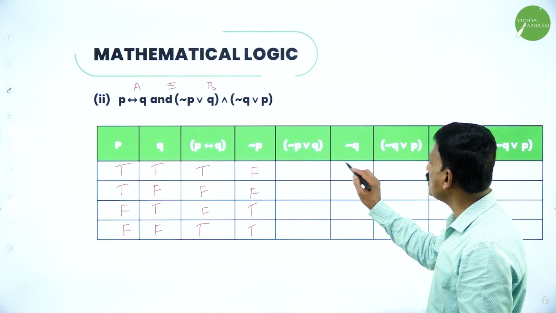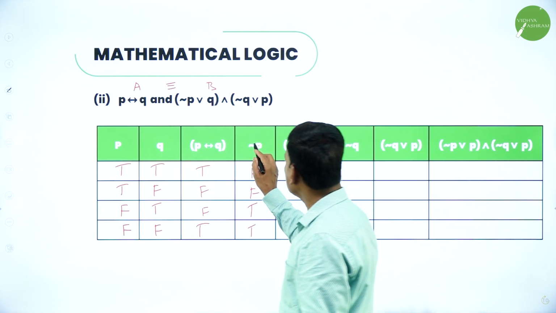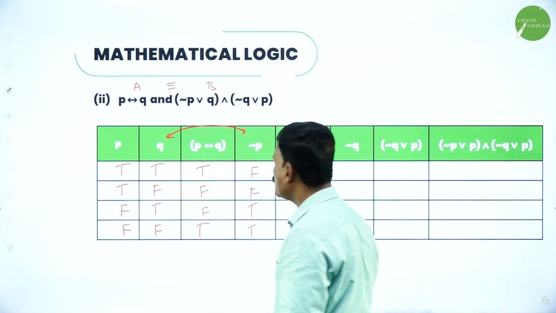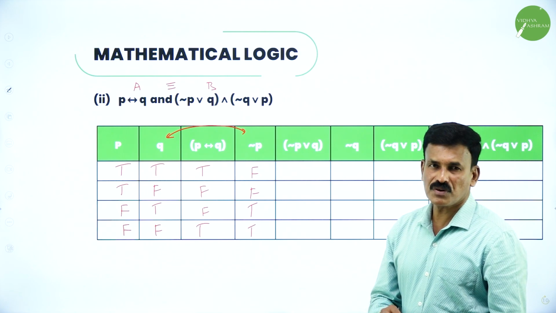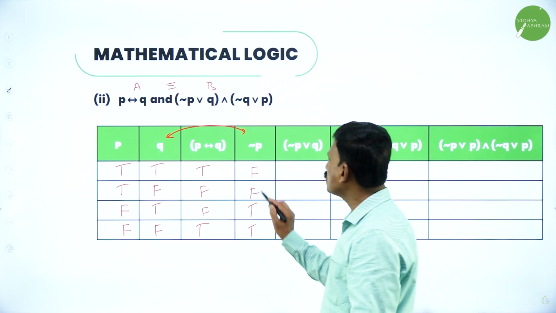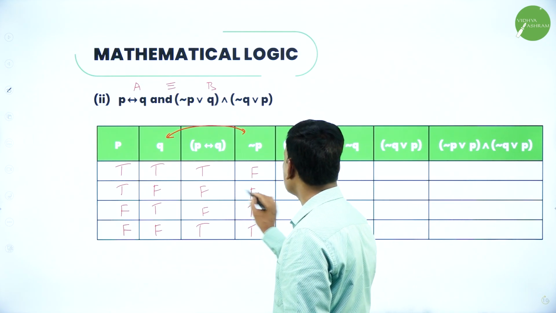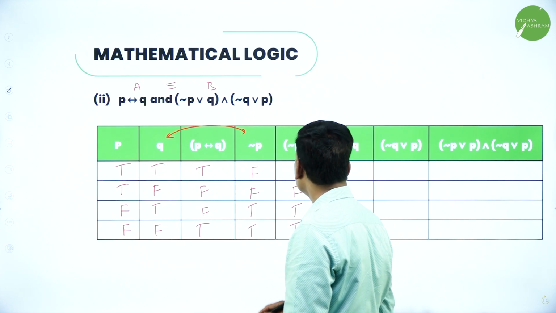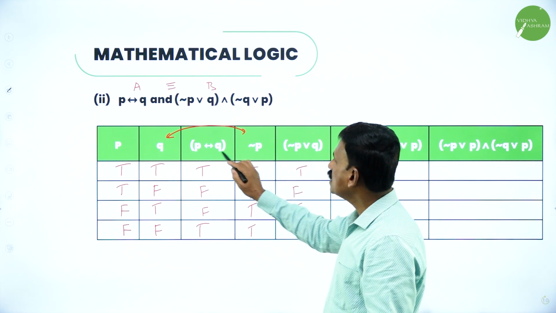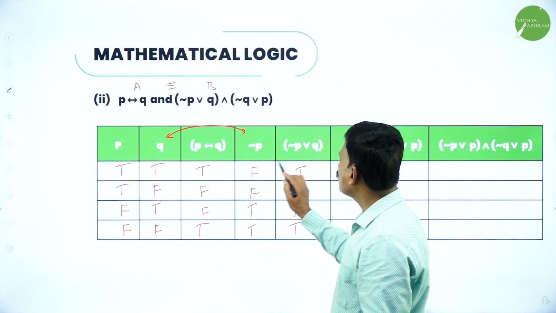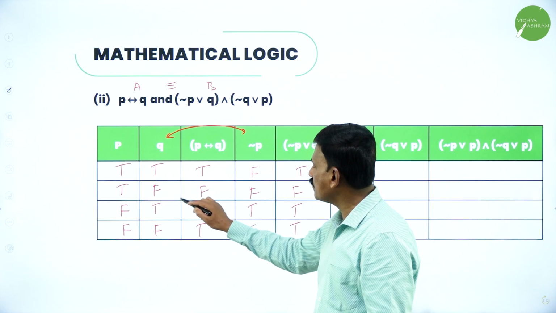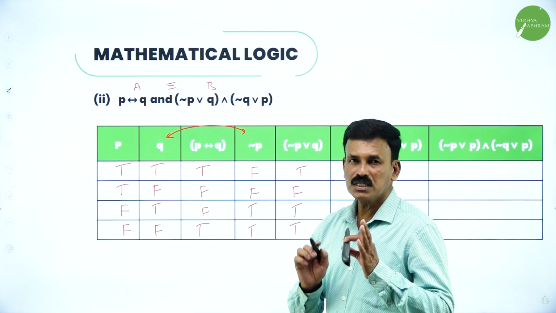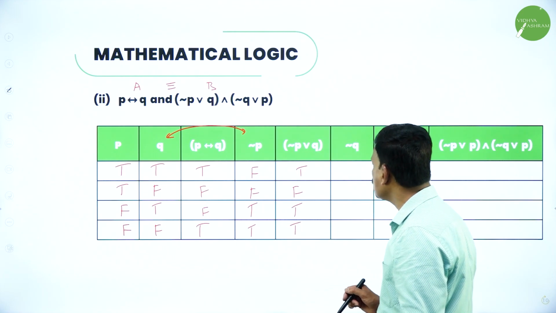Now negation of P disjunction Q. Disjunction means false and false is false, in all other cases it is true. So false and true is true, false and false is false, true and true is true, true and false is true. So ¬P ∨ Q is T, F, T, T.